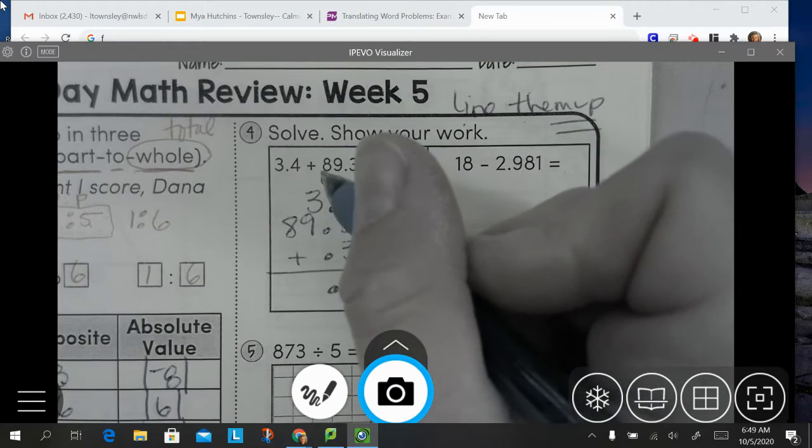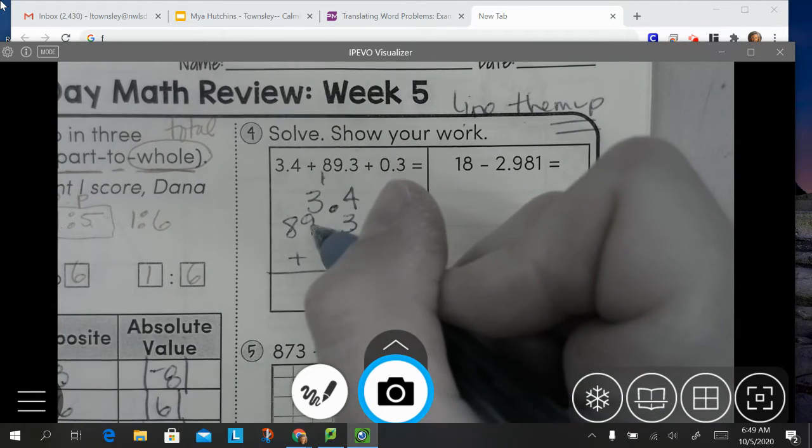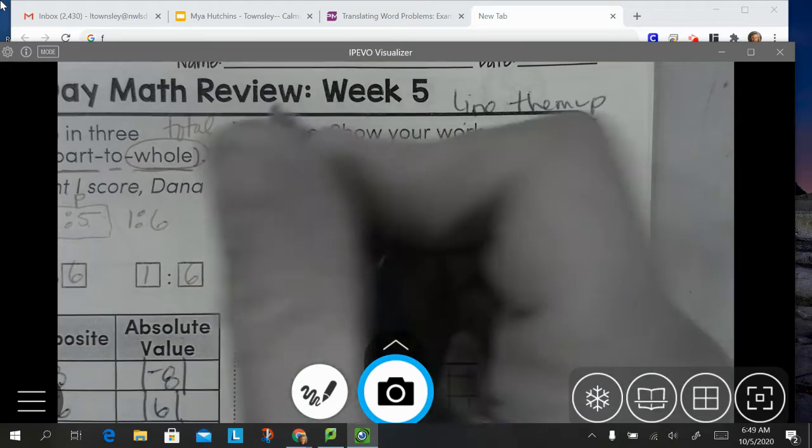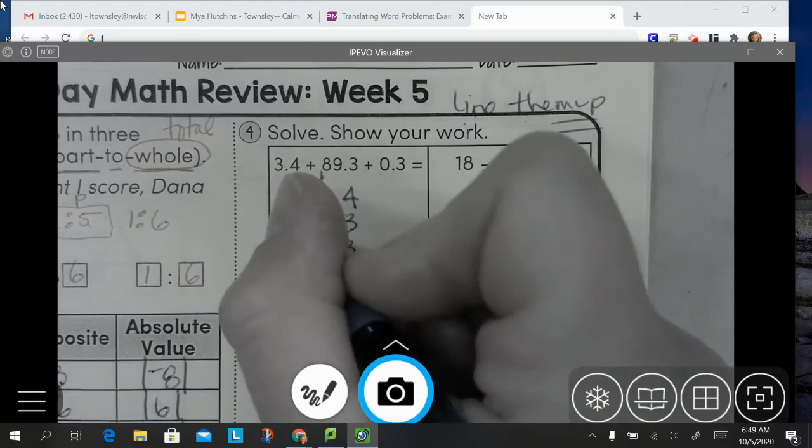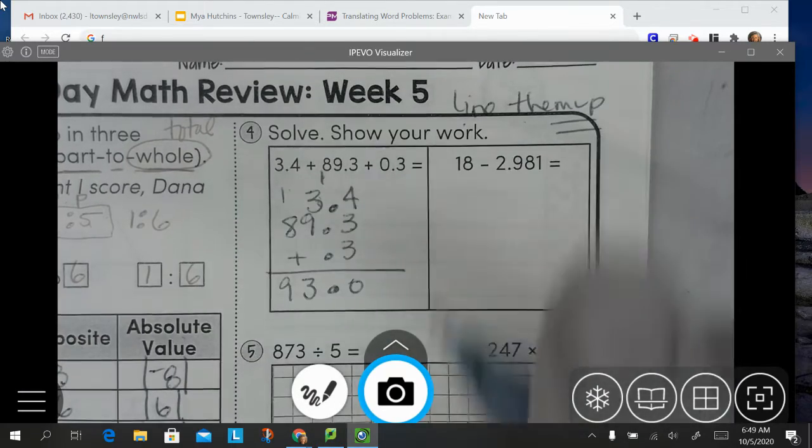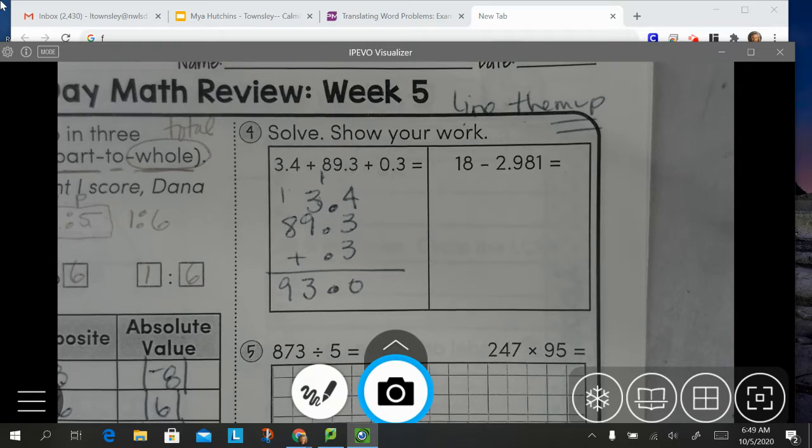All right, I'm going to grab this 1 and the 9 to make 10, and then I add this, which is 13, and then 8 and 1 is 9. So I have 93.0, or just 93.